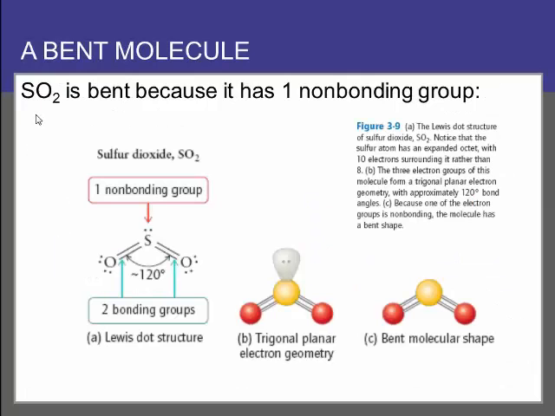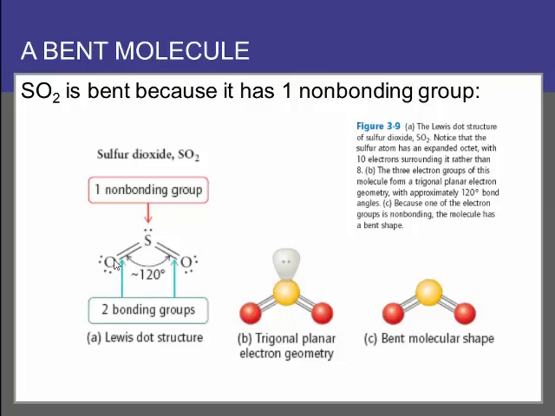On the other hand, sulfur dioxide is actually a bent molecule. Here's the proper Lewis structure for sulfur dioxide. Notice that sulfur has an expanded octet. It shares four electrons with this left oxygen. It shares 4 electrons with the rightmost oxygen. And it has one lone pair on it. So it has a total of 10 electrons in its valence shell.